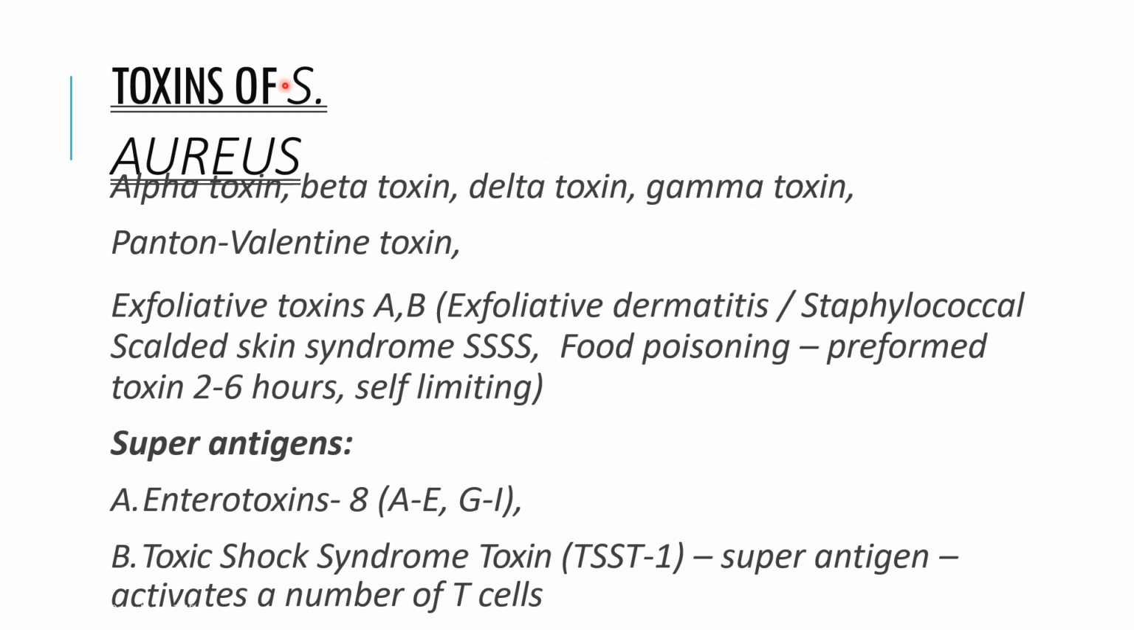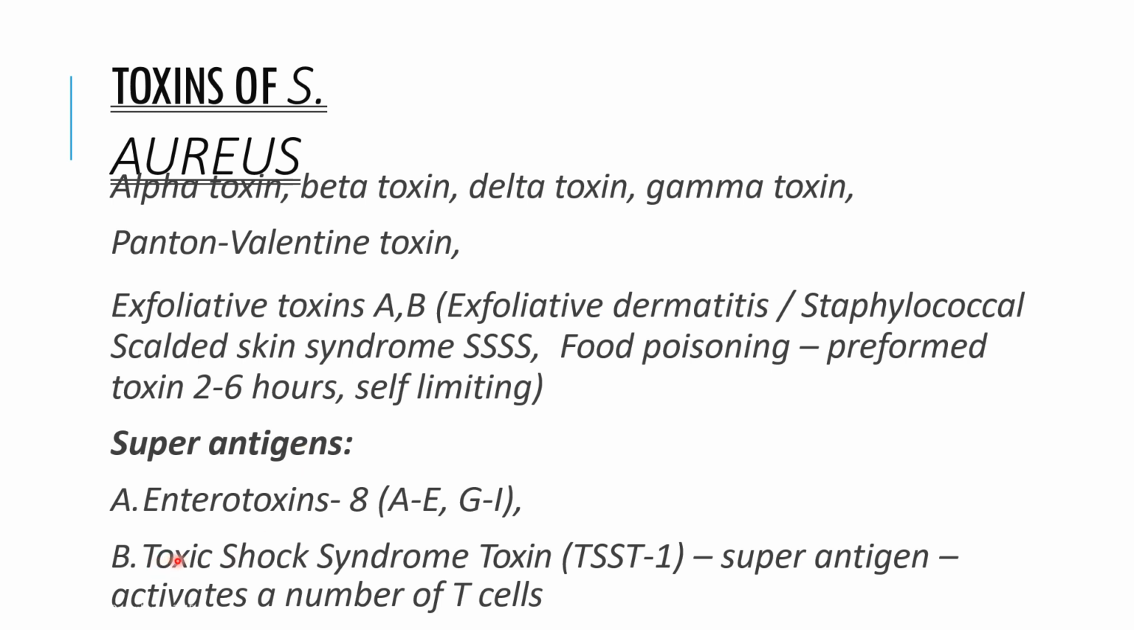Then moving on, we are looking at the toxins of Staphylococcus aureus. It produces various toxins: alpha toxin, beta toxin, delta toxin, gamma toxin, Panton-Valentine toxin, and exfoliative toxins A and B, which cause exfoliative dermatitis or staphylococcal scalded skin syndrome, that is SSSS. Food poisoning is caused by preformed toxin; it is self-limiting, and in 2 to 6 hours it will go away.